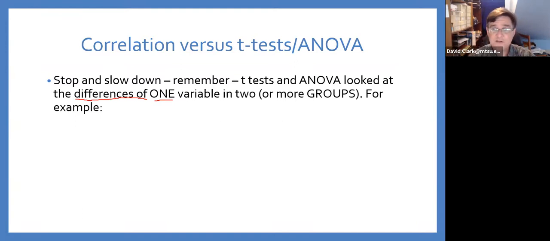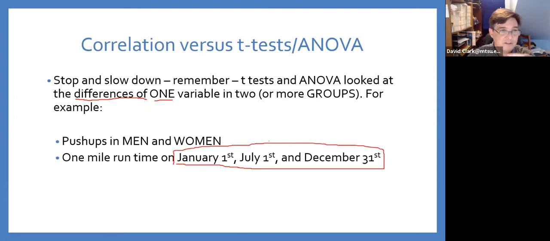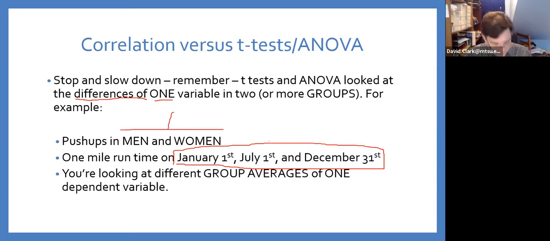It's group means. Means of one group, same outcome variable of another group. Like push-ups in men and women, or 1 mile run time on January 1st, July 1st, and December 31st. So this would be an ANOVA. This is a t-test. But yeah, you're looking at different group averages of one dependent variable. Okay, simple.